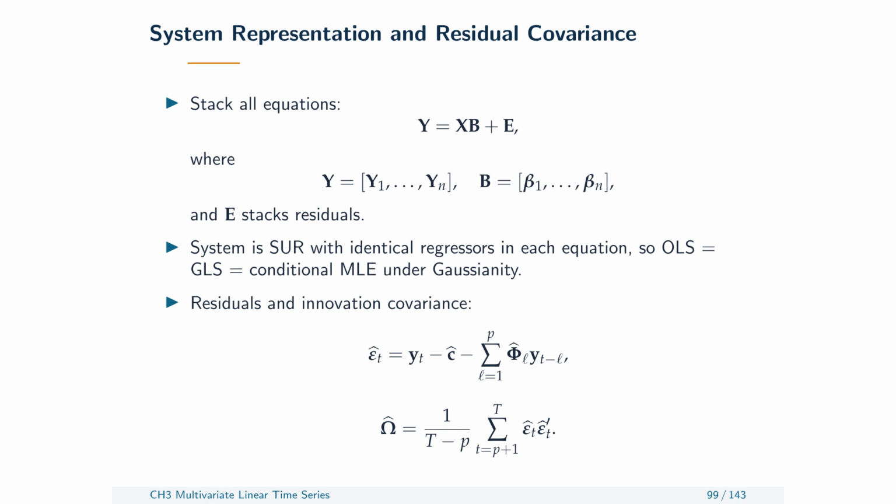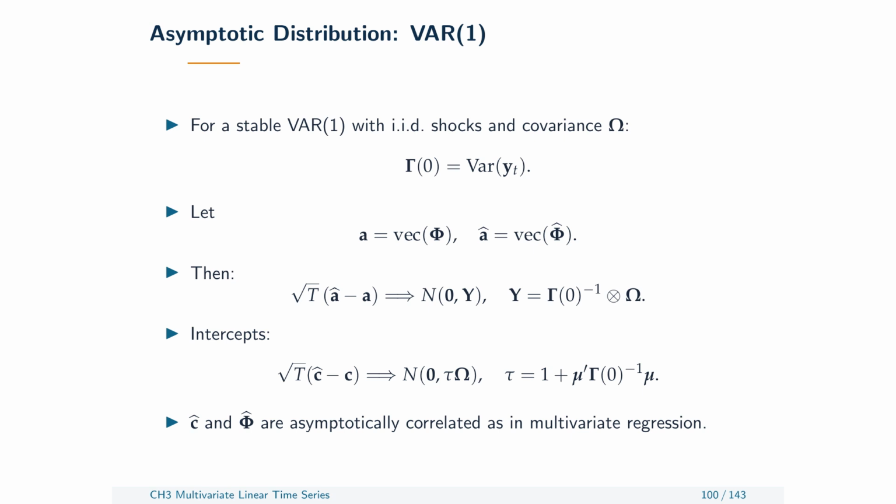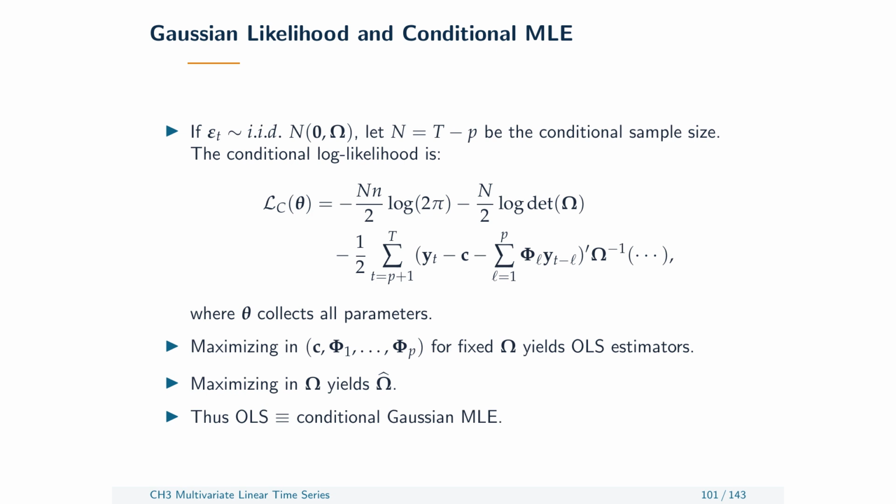Equation-by-equation OLS is consistent when innovations have conditional mean 0 given the past and the VAR is appropriately stable. Because every equation has identical regressors, system generalized least squares gives the same coefficient estimates. Under Gaussian innovations, these estimates also equal conditional maximum likelihood estimates.